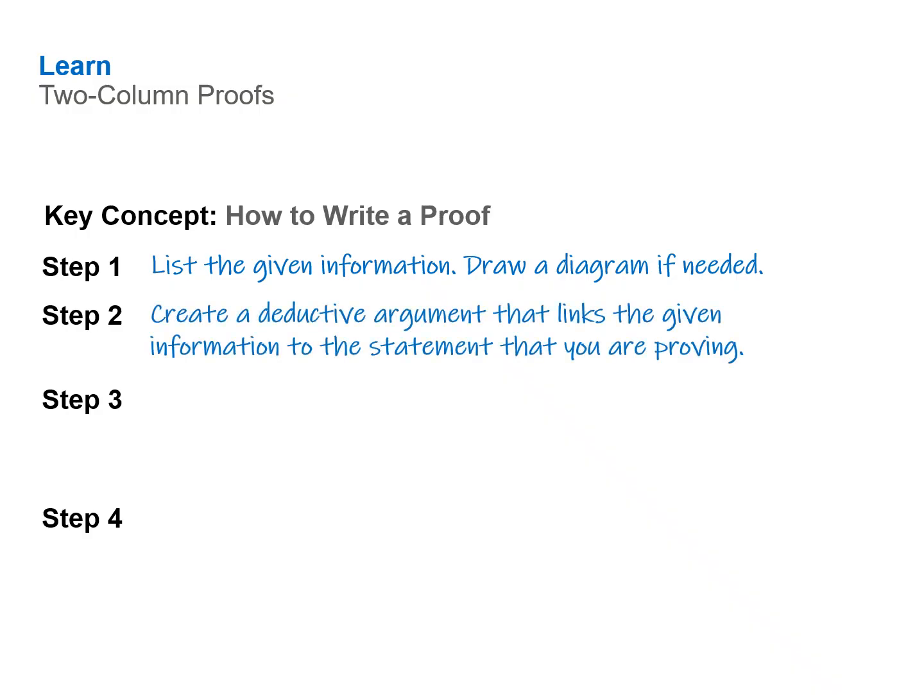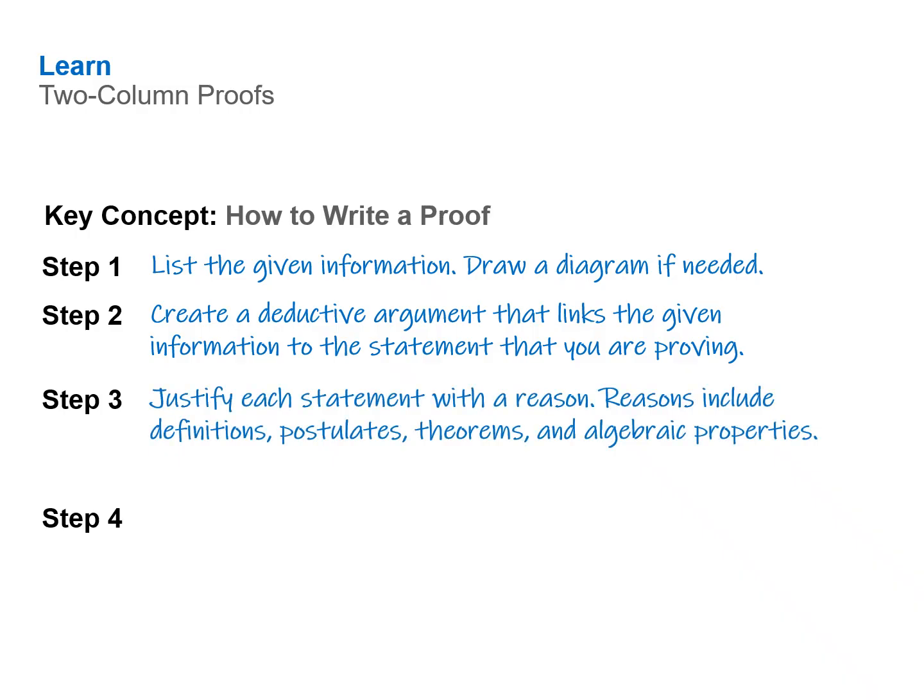So, how do we write a proof? Here are 4 steps to get it done. List the given information and draw a diagram if needed. Create a deductive argument that links the given information to the statement that you are proving. Justify each statement with a reason. Reasons include definitions, postulates, theorems, and algebraic properties.